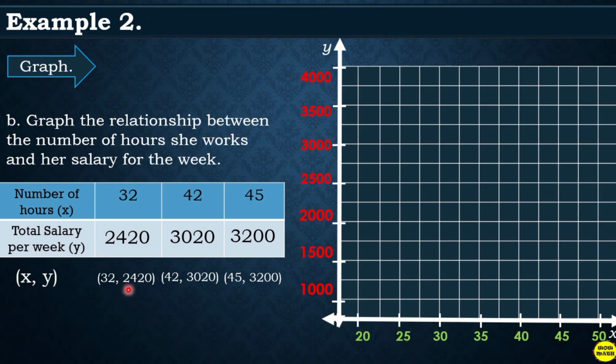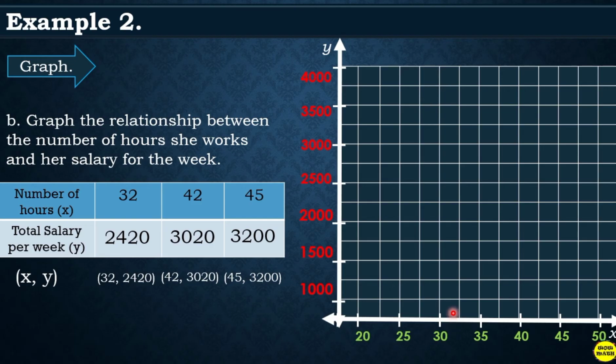Since we have ordered pairs here, let us plot these points. Let us try to plot 32 and 2,420. Since our coordinates are in the 2,000s and 30s, I did not put the other integers here. From 32, this is our x. If this is 35, then this is 33, and here is our 32, before the middle.